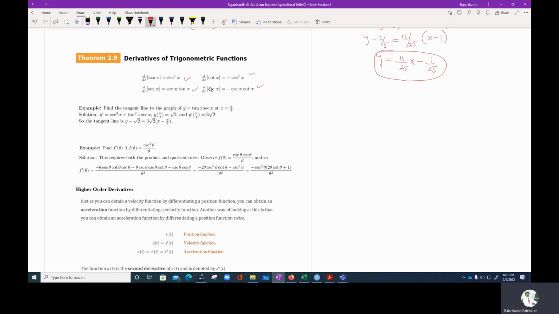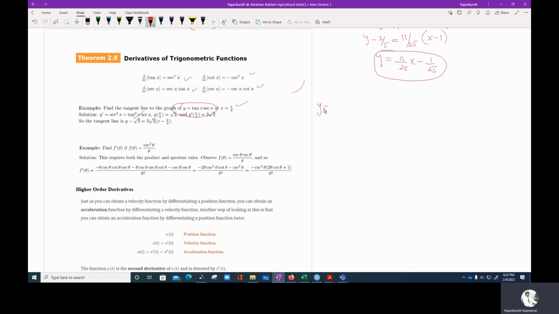So again, for this example, you are asked to find the tangent line to the graph of this trigonometric function. The given point is pi over 4. First you need to find the derivative y prime of the function. So that is the answer here. Use the product rule to find that. So how can I get this answer? You understand? I will explain here.